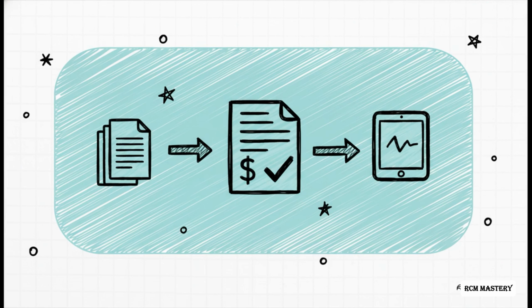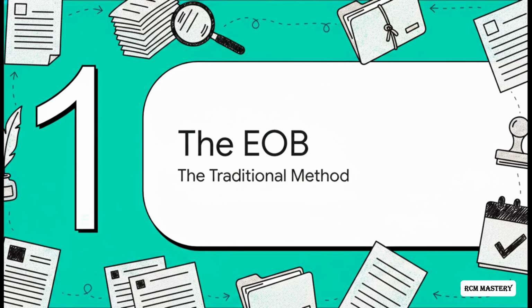Now, here's probably the most important thing to get right from the very beginning. At their core, an EOB and an ERA, well, they do the exact same job. They're just two different ways, one paper, one digital, of communicating the very same information, the insurance company's decision on a claim.